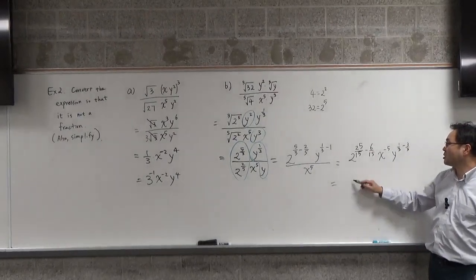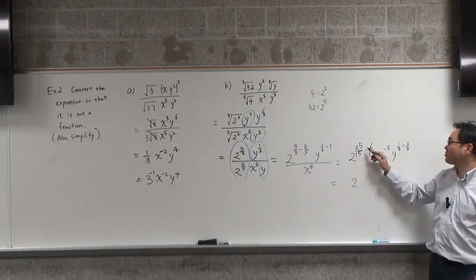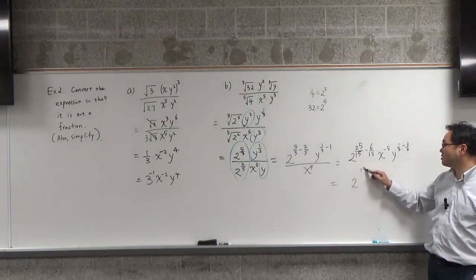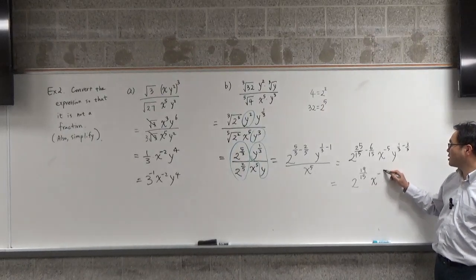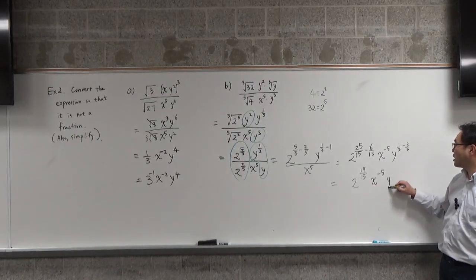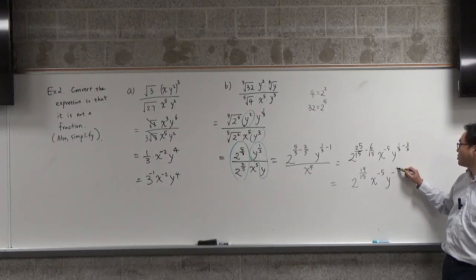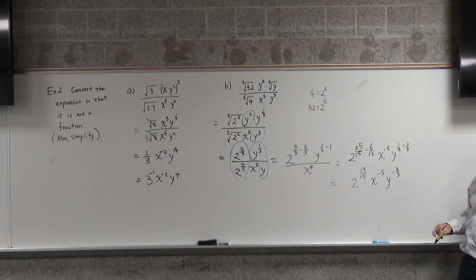Now we just have to calculate this. What is this? This is 25 minus 6 is 19, so I have 19 over 15 power of 2. Negative 5, and then y to the negative 2/3. That's the answer.